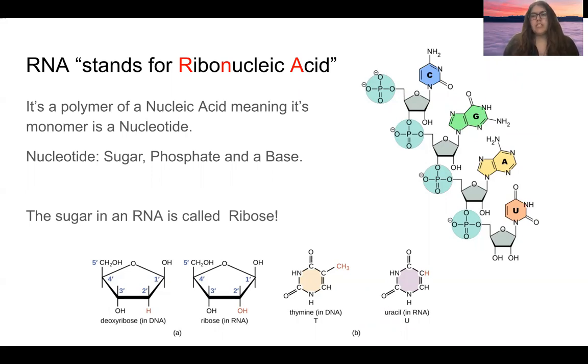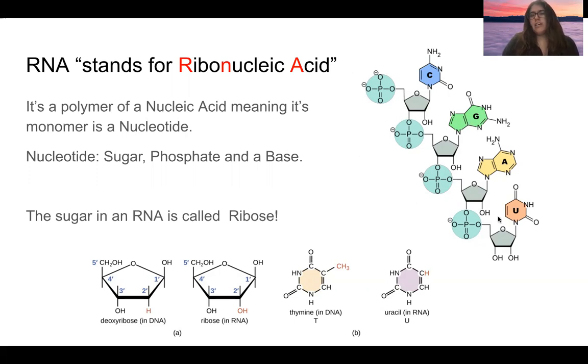So it's very similar to DNA, but the sugar, the molecule that makes up our RNA, is different. It's called ribose. So RNA is a polymer of a nucleic acid. It's also a nucleic acid, meaning that its monomer is a nucleotide as well. So you will find a sugar, phosphate, and a base in our RNA.